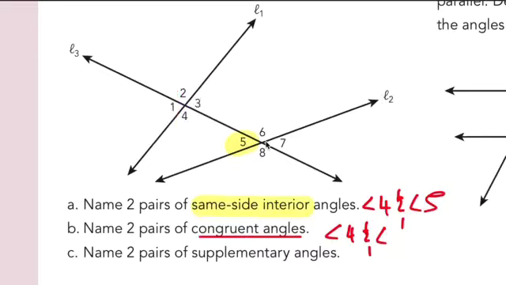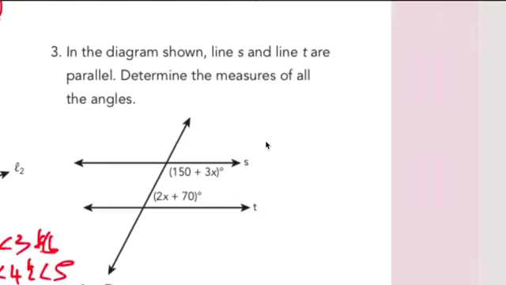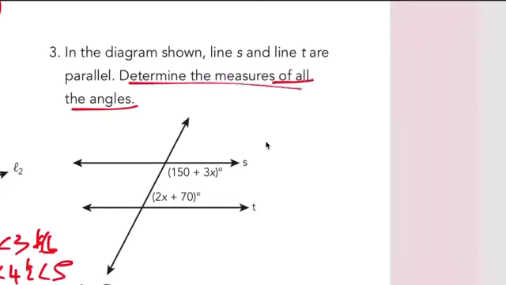Two pairs of supplementary angles. They want two pairs. That's one pair, another pair. Angle 3 and angle 6. Angle 1 and angle 3, supplementary, angle 1 and angle 2. That adds up to 180, okay? Angle 4 and angle 3. Anyways, determine the measure of all angles.